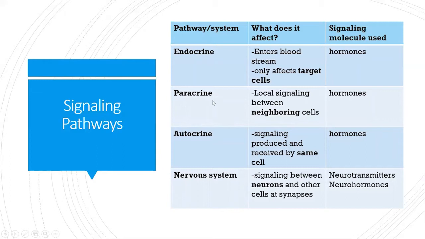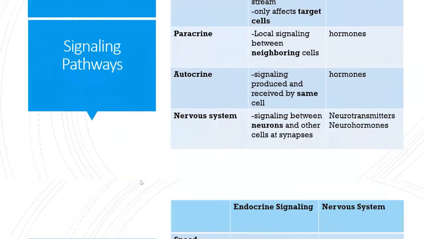Then next is paracrine, which is where there's the release of hormones to act on neighboring cells, and this is something that's very common in initial immune response. The next we'll talk about is autocrine, and this is when the cell that is secreting the hormone is also the one that receives the hormone, and this often leads to some sort of positive feedback loop. Lastly is the nervous system, and this is when signaling uses neurotransmitters and neurohormones between neurons and other types of cells at the synapses. And we'll talk again more about that in a bit.